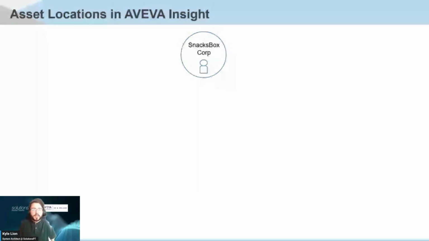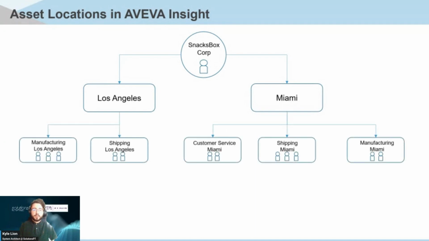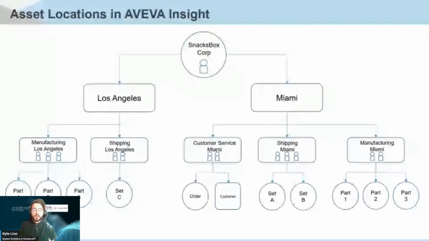So if we visualize the company SnacksBoxCorp here, you can see that they have two sites, one in Los Angeles and one in Miami. Those individual sites then break down into departments. So Los Angeles has manufacturing and shipping, while Miami also has manufacturing and shipping, but also includes a customer service department. Beneath those departments, then, we've got individual cells which can relate to pieces of equipment. There can be particular divisions within that department, anything you want it to be. But this is going to be what we use for describing this.